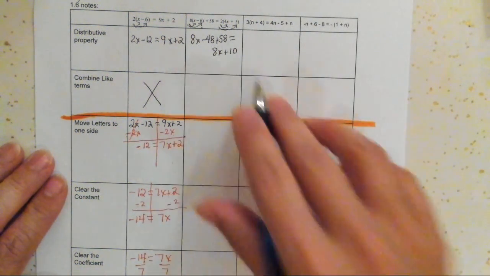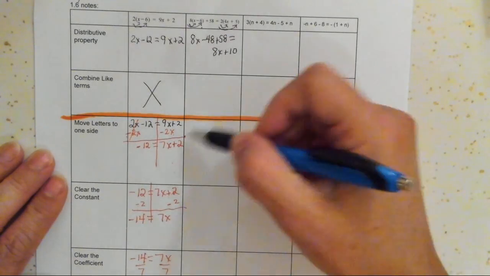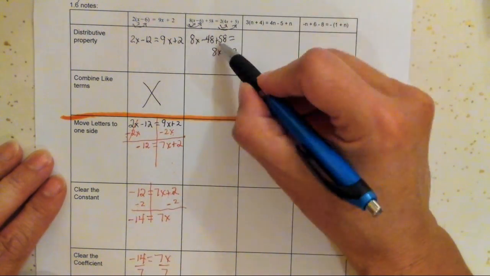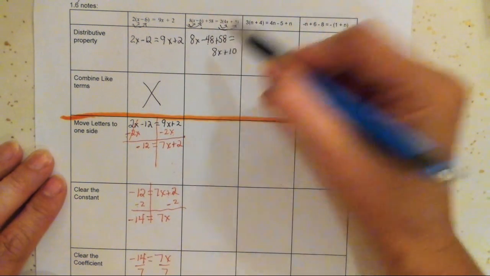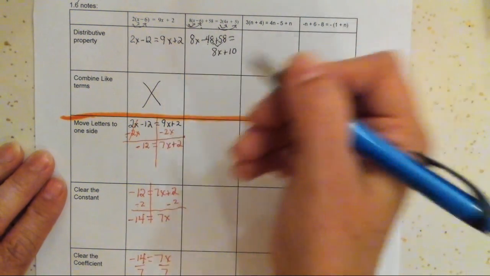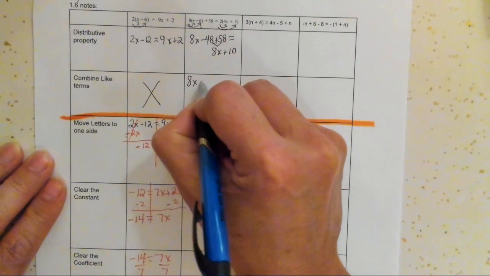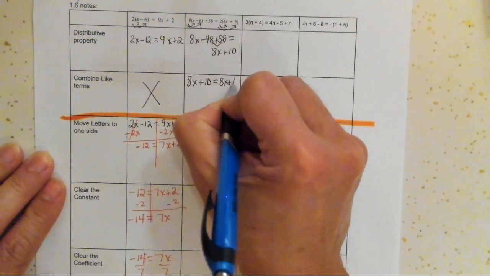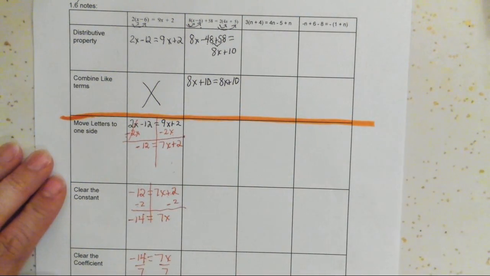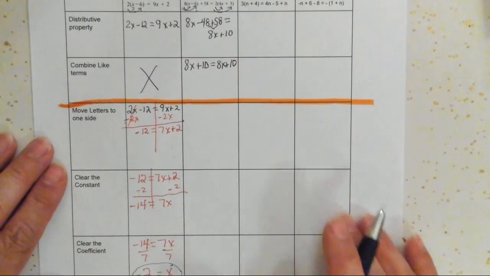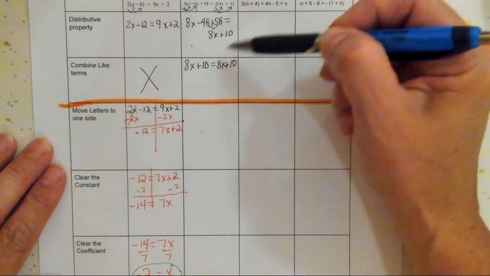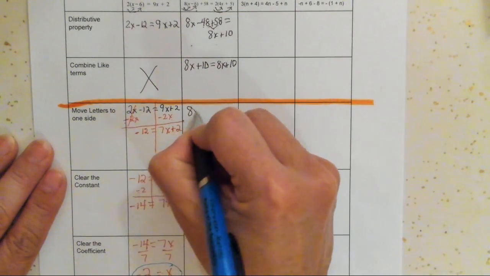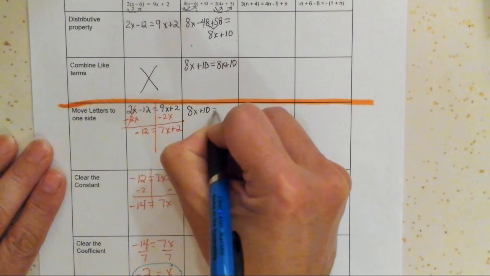So now I look at each side. In this particular one, I do have like terms. On the left side of the equal sign, this negative 48 plus 58, if I bring those together, that side becomes a plus 10, 8x plus 10. Okay. So now I'm ready to switch gears. Each side is simplified as much as I can. So now I'm going to try to get my letters to one side.